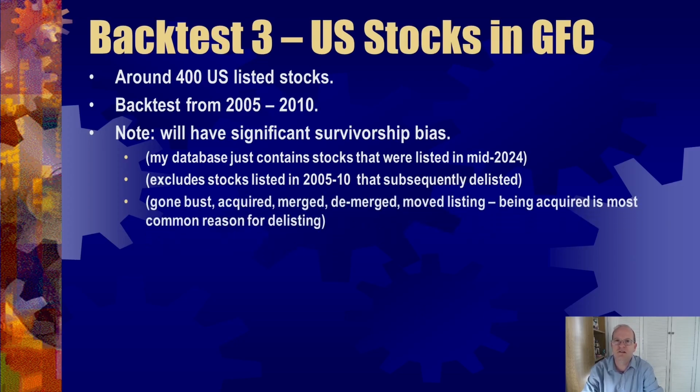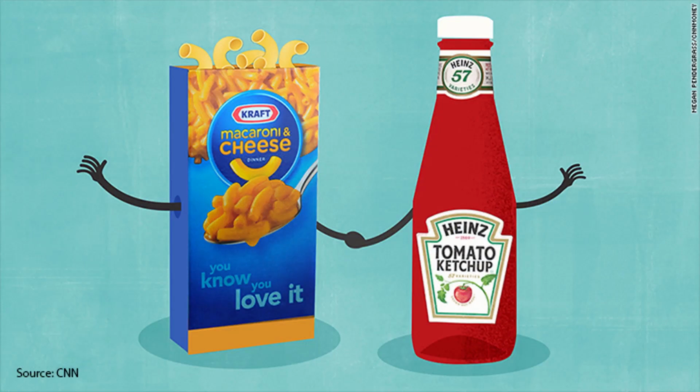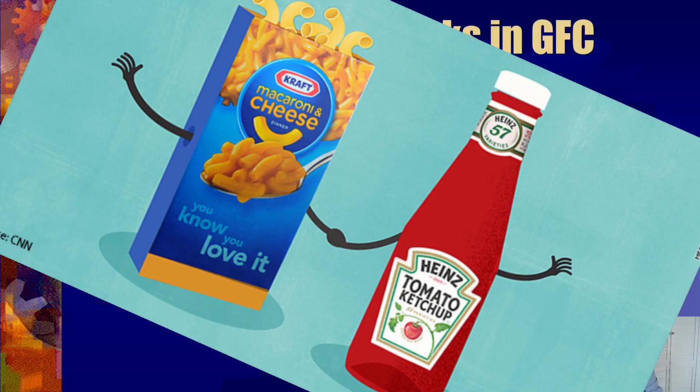And delistings, there's a lot of different reasons. They might have gone out of business or been acquired or merged or demerged or just moved their listings to another country or exchange. I've done a bit of research of survivorship bias of UK stocks, and the most common reason for delisting is that the company is acquired by another company. I can think of Kraft Heinz as one. I'm not sure when it happened, but that's one example.